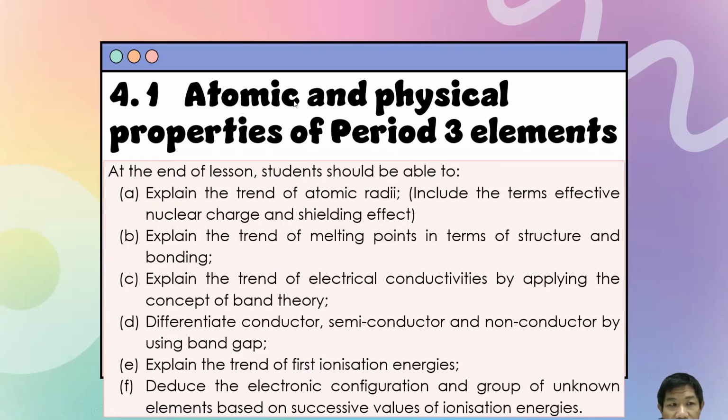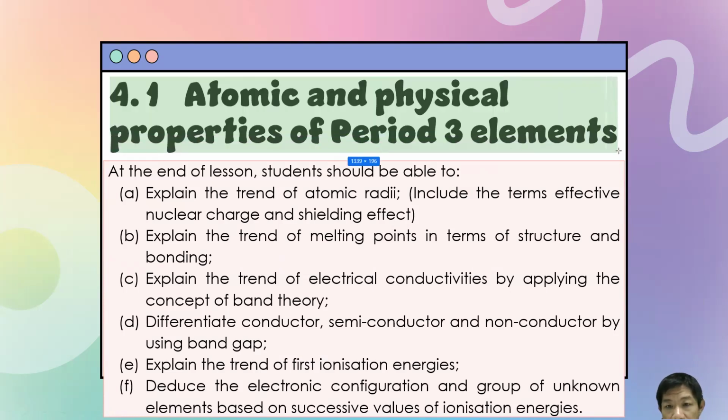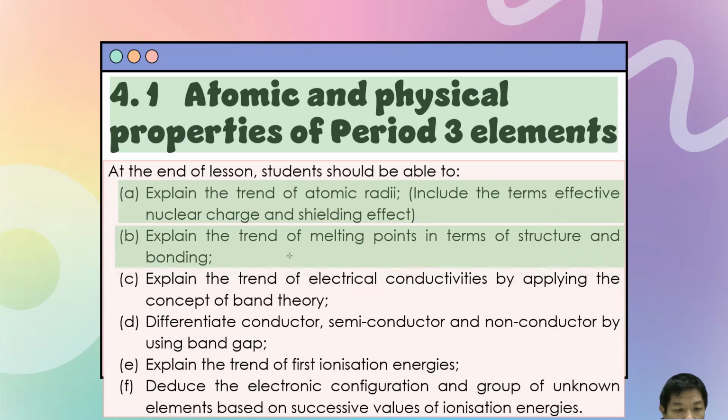Okay, so let's have a look at the content of our lesson today. So today we are going to learn about atomic and physical properties of the period 3 elements. At the end of the lesson, you should be able to explain the trend of atomic radius, including the terms effective nuclear charge and shielding effect or screening effect. Explain the trends of melting point in terms of structure and bonding. Explain the electrical conductivities by applying the concept of band theory.